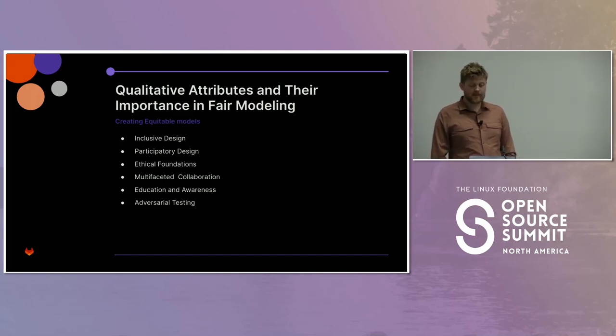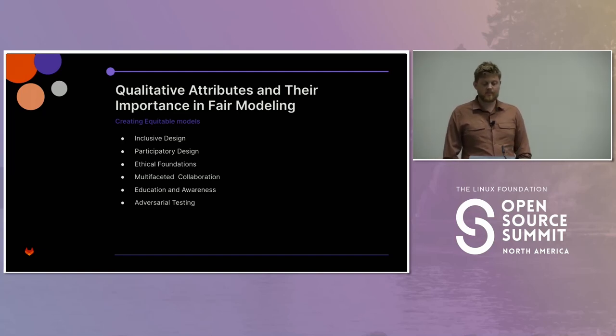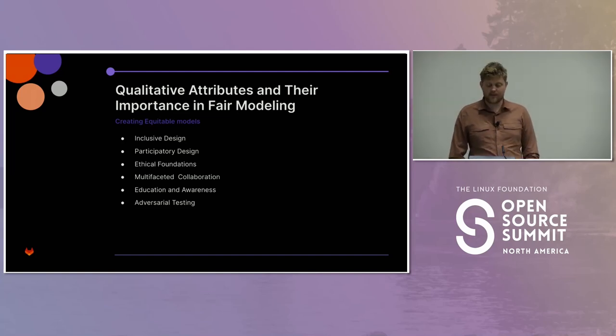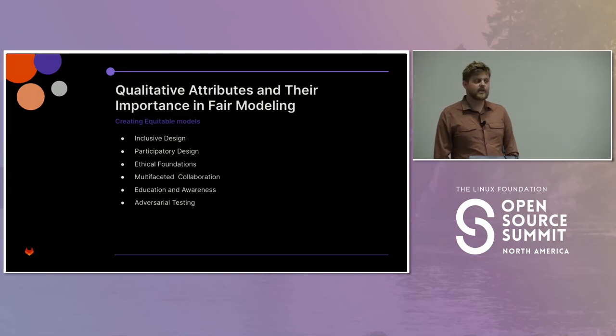Education and awareness. Educate the developers, stakeholders, and users of the machine learning system about the potential impacts of bias and discrimination, and raise awareness about the importance of fairness and ethical considerations. Adversarial testing. Test the machine learning system with adversarial examples, which are deliberately designed to exploit vulnerabilities or biases in the system to identify and address potential sources of unfairness.